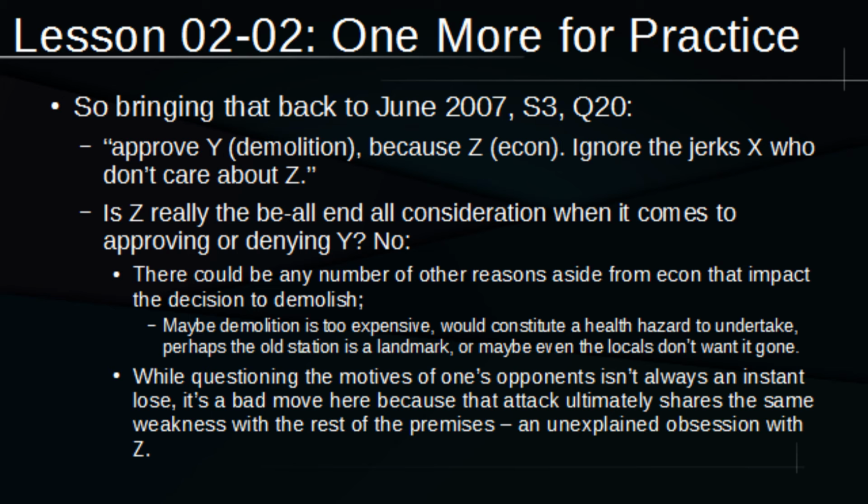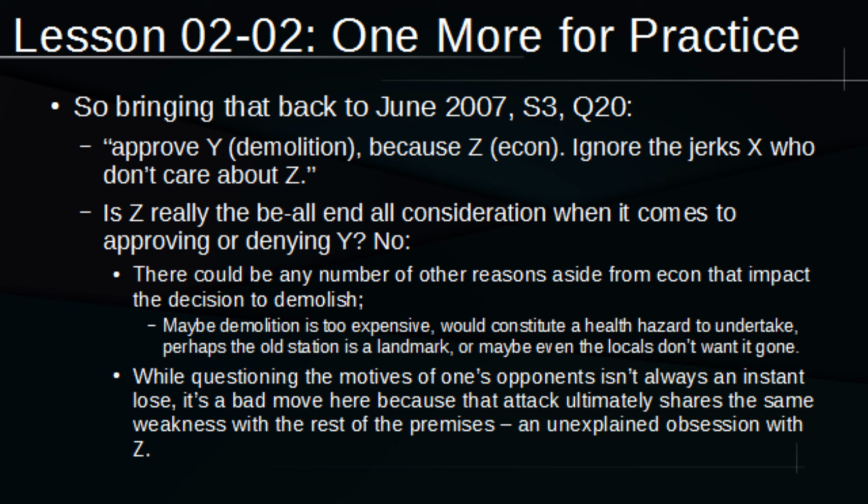So some examples, maybe demolition is too expensive. That's a common one, right? Maybe it would constitute a health hazard to undertake the demolition. A lot of old buildings have asbestos and other old, outdated, toxic materials, and so blowing it up is going to give everybody cancer 5 years from now. That's a reason not to do it, right?